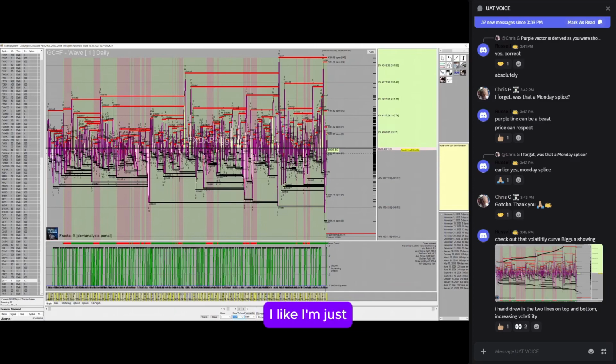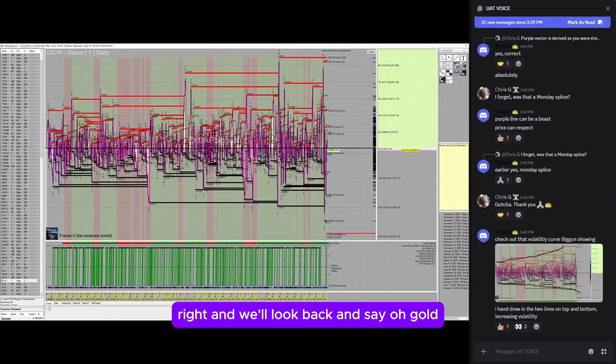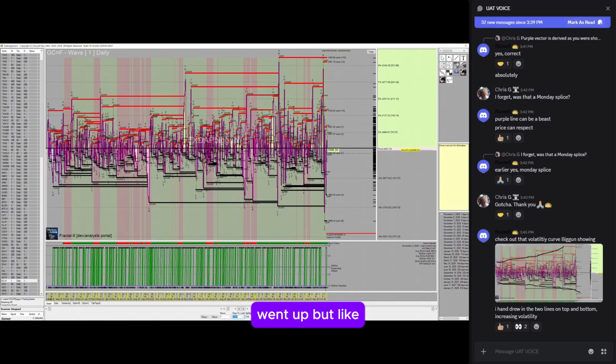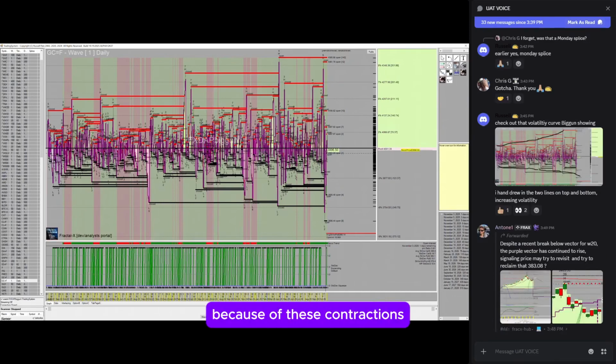Who knows? I'm just throwing out a guess, right? And we'll look back and say, oh, gold went up. But along the way, there's obviously a lot of pain for some people who are holding long gold or whatever because of these contractions.